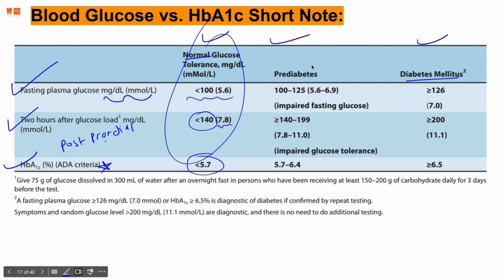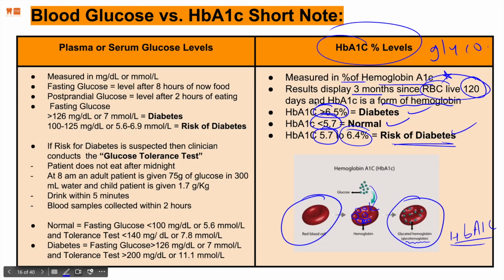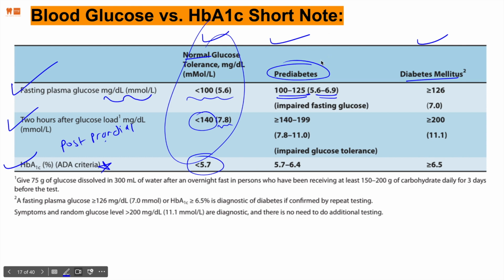Fasting plasma glucose in a pre-diabetic is 100 to 125 or 5.6 to 6.9. Now it is important to see here that it says at risk of diabetes. That is the same thing as pre-diabetic. And then of course the postprandial levels, more than or equal to 140 to 199, which is 7.8 to 11.0, risk of diabetes, pre-diabetic. And HbA1c levels between 5.7 and 6.4, pre-diabetic.